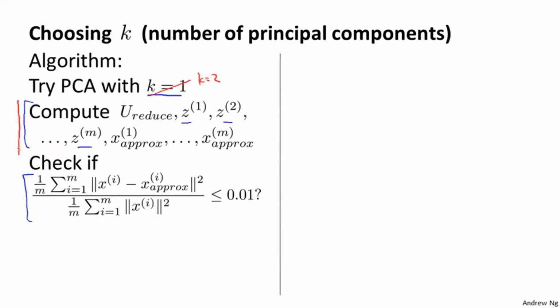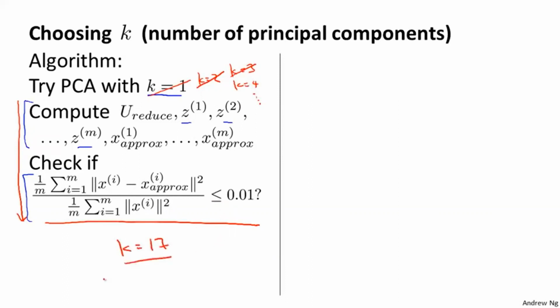And then we'll again run through this entire procedure and check, is this expression satisfied? Is this less than 0.01? And if not, then we do this again. Let's try k equals 3, then try k equals 4, and so on until maybe we get up to k equals 17 and we find that 99% of the variance is retained, and then we use k equals 17, right? So that's one way to choose the smallest value of k so that 99% of the variance is retained.